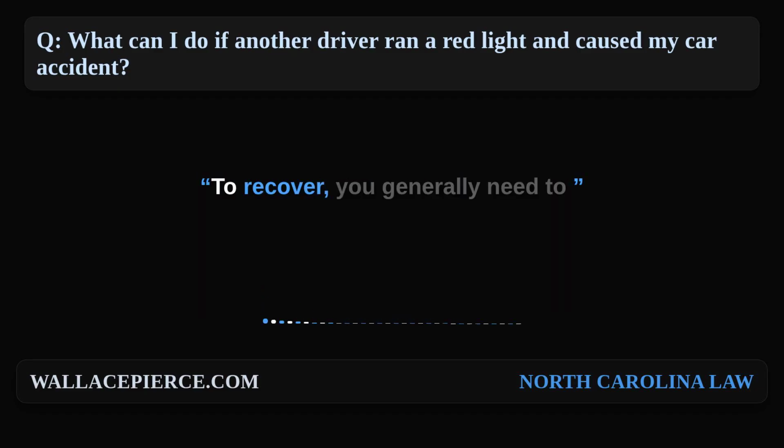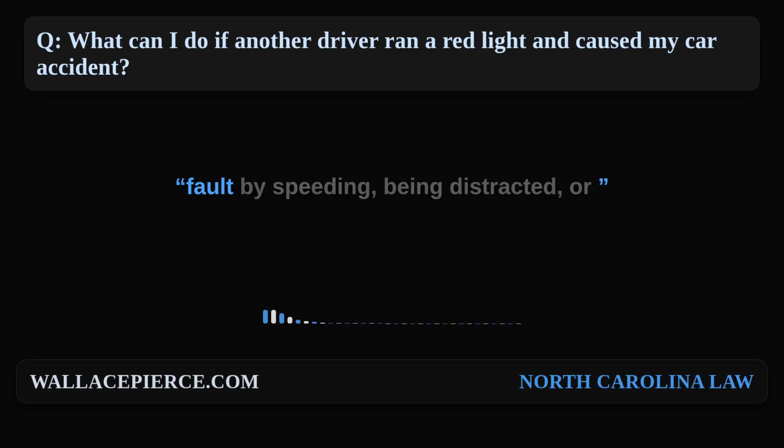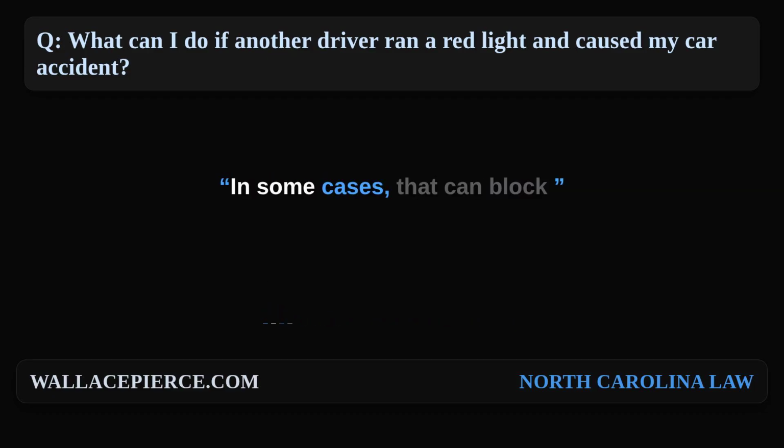To recover, you generally need to show the other driver failed to obey the traffic signal, that this caused the crash, and that it caused your injuries and losses. Be careful about what you say to insurers, because the other side may argue you were partly at fault by speeding, being distracted, or not keeping a proper lookout. In some cases, that can block recovery entirely.